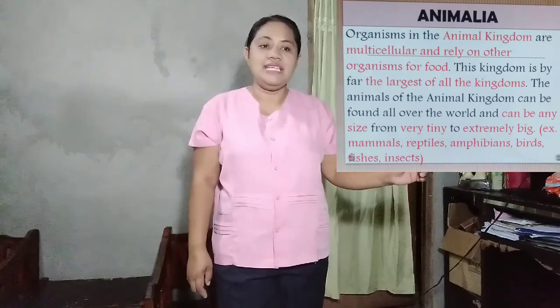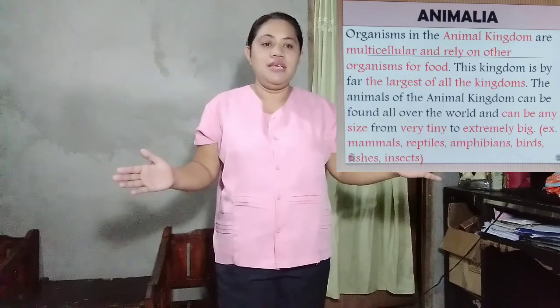Kingdom Animalia. Organisms in this kingdom are multicellular and rely on other organisms for food. This kingdom is by far the largest of all the kingdoms. The animals of this kingdom can be found all over the world and can be of any size, from very thin to extremely big. Examples: mammals, reptiles, amphibians, birds, insects, and fishes.